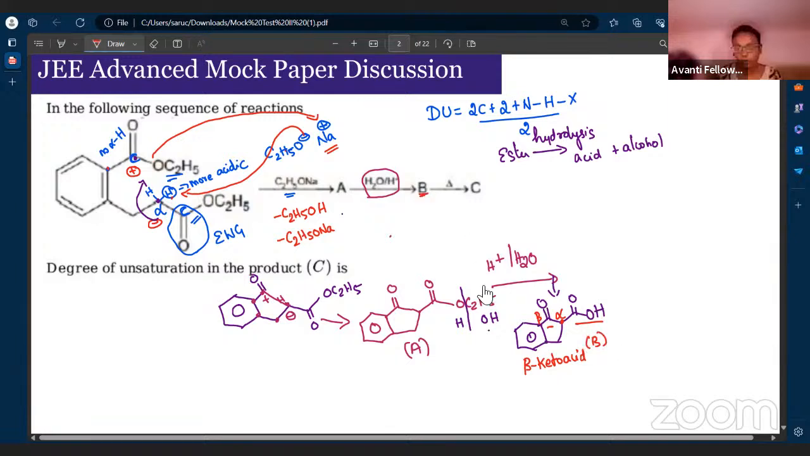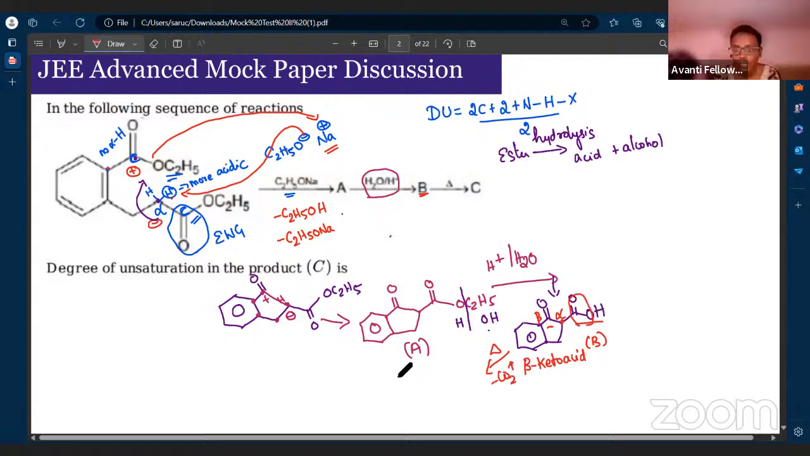What happens when you heat a beta keto acid? Beta keto acid, what gas will evolve? Can you guess? Yes, Pooja and Kush, tell me. I have given you the clue, a gas will evolve. Okay, what gas will evolve over here? Like you have COOH, you have COH, so therefore CO2 gas will get evolved.